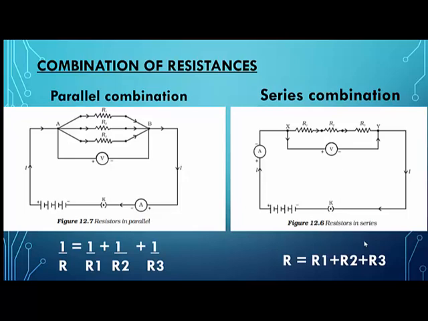Now how does a series look? I told you in the previous classes also. Series means one after another. So look at this series. This is R1, resistance 1, then R2, then you have R3. So let's say R1 is 1 ohm, R2 is again 1 ohm, R3 is again 1 ohm. So this is the way, one after another. This kind of combination is known as series combination.